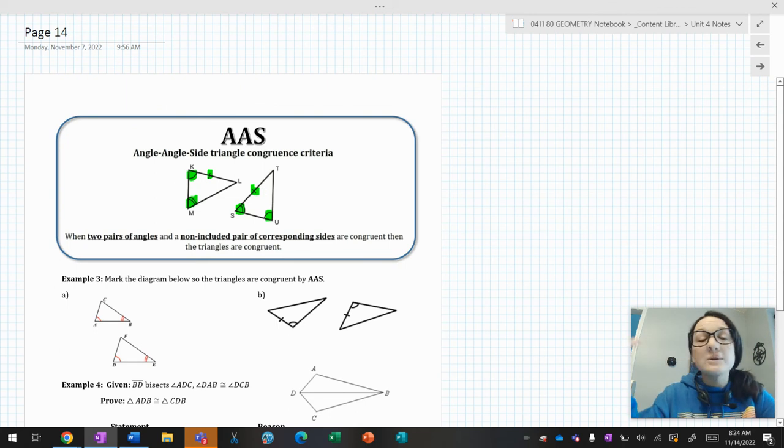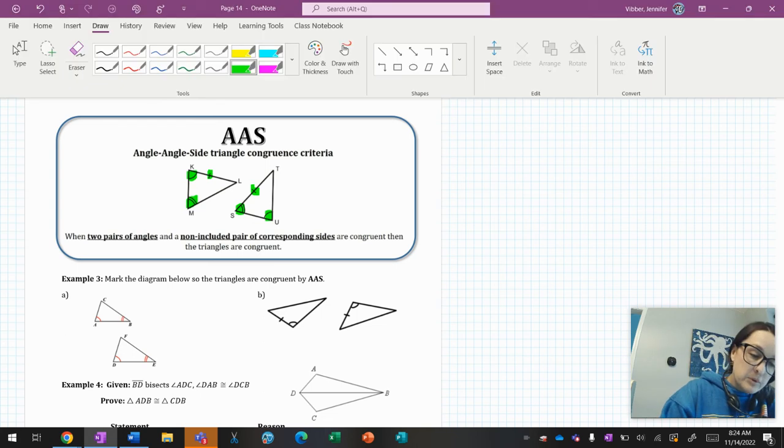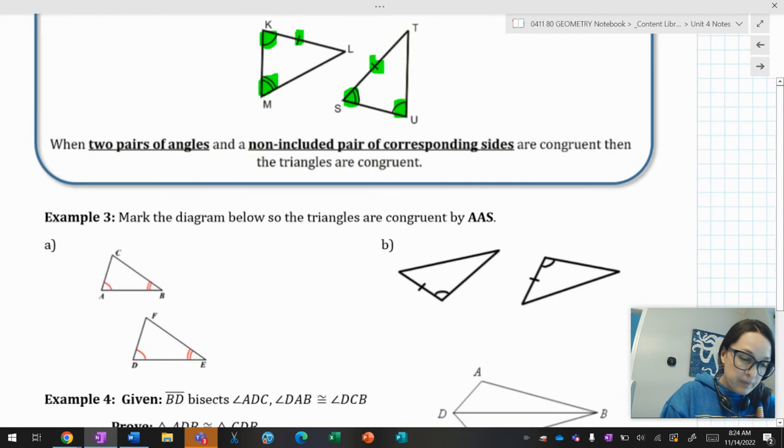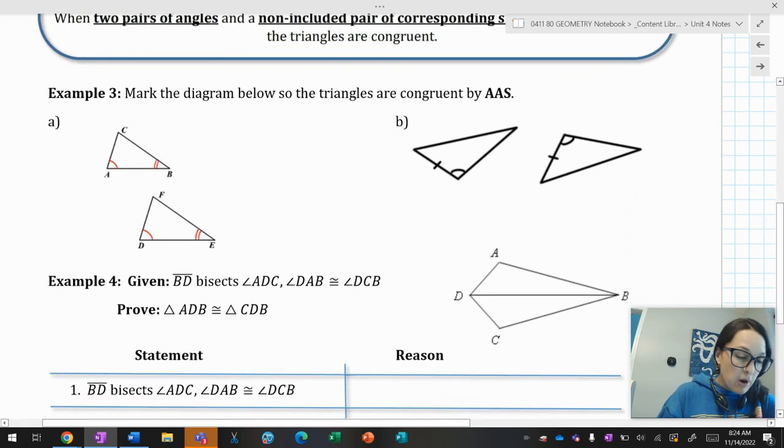And just like before, we're just going to use this as another shortcut. So I will come down here and do some marking and say, all right, here's angle, angle, angle here, angle there. If I wanted to mark another side, guess what? I have options. I can say it's angle, angle, side using this side.